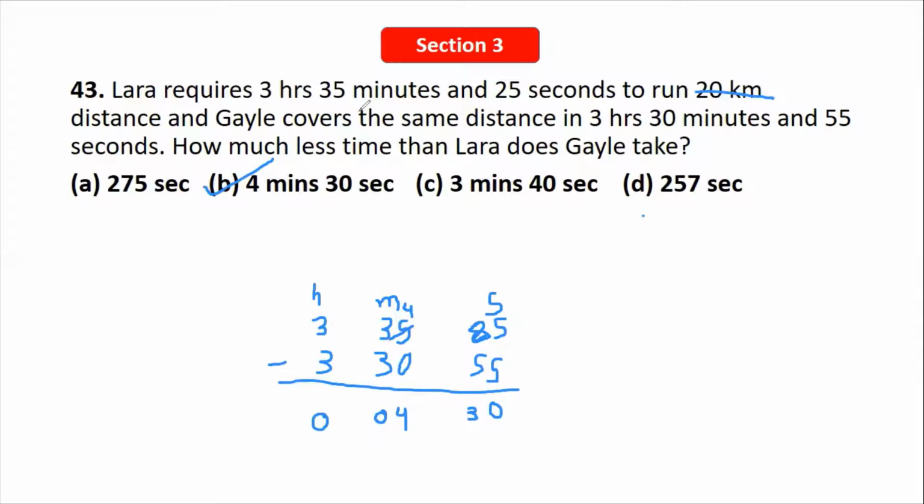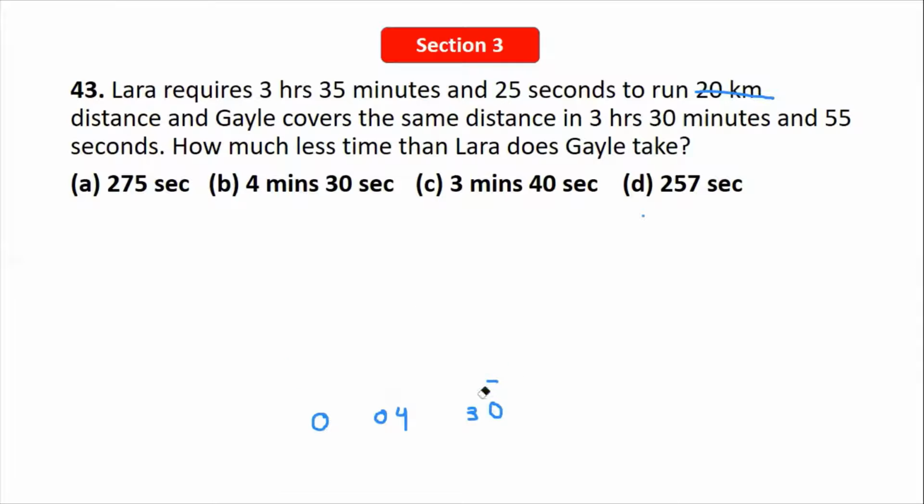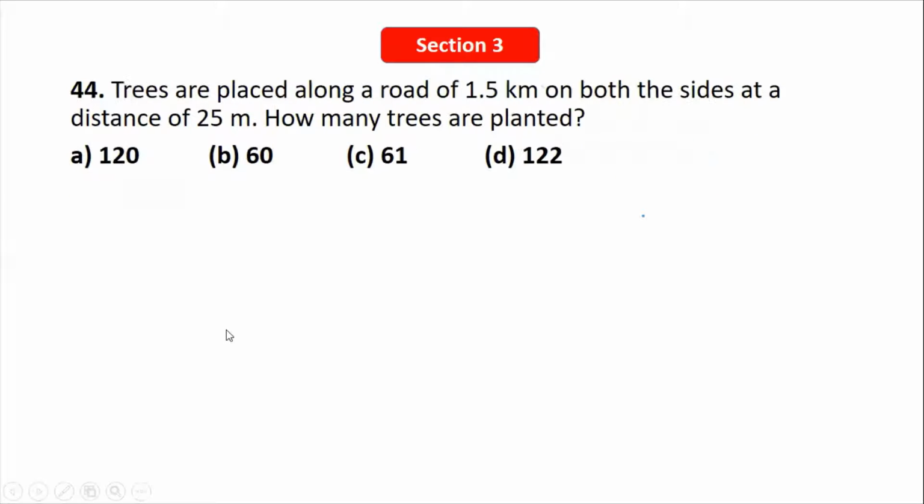Now I'll just erase this before moving to the next question. Okay. Trees are placed along a road of 1.5 kilometers on both the sides at a distance of 25 meters. How many trees are planted?